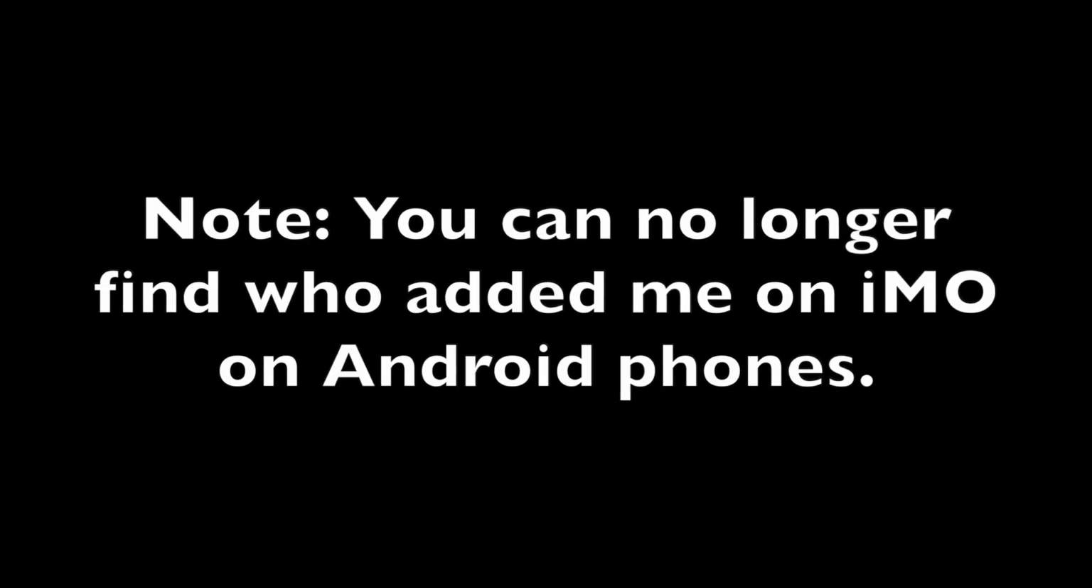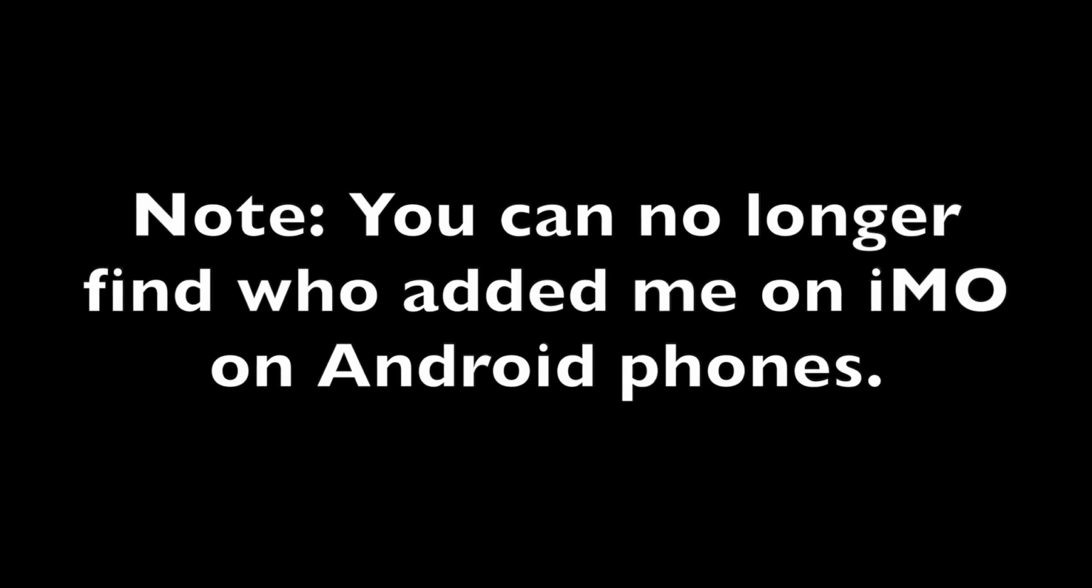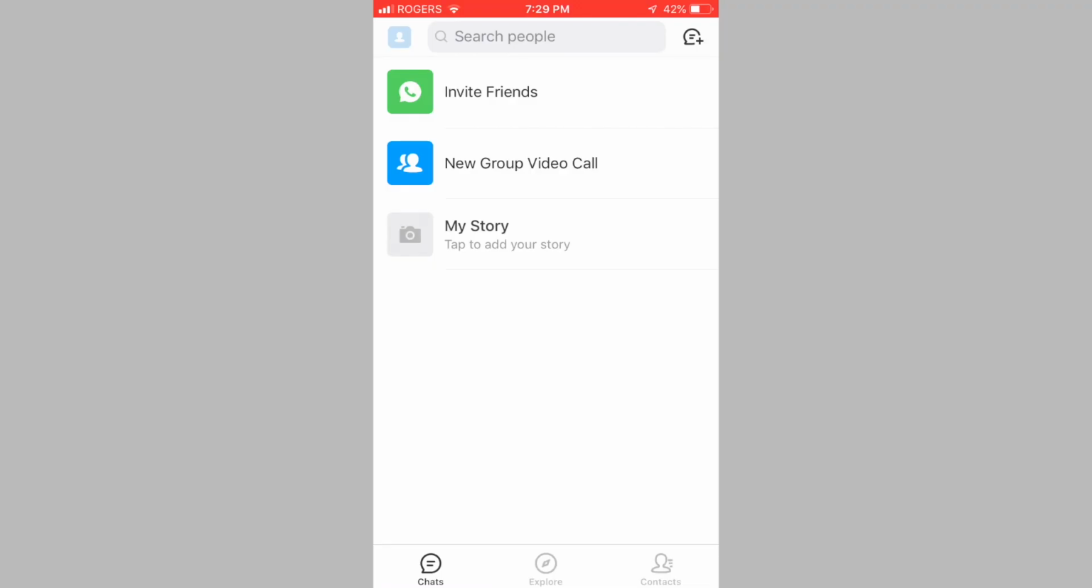Just a note before we proceed, you can no longer find out who added you on iMO on Android phones. You can still find out who added you on iMO on iPhones, but if you're using an Android phone, unfortunately, there is no way for you to find out who added you on iMO.